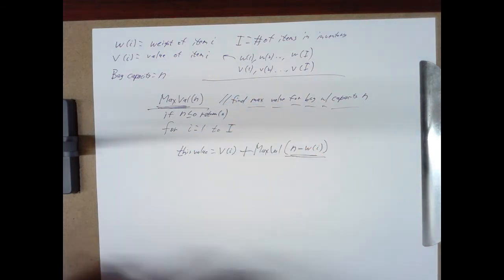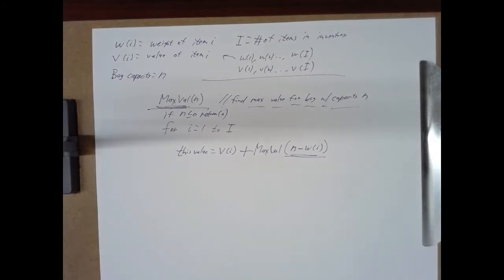So if we pass in a capacity that's 0 or less, let's just return 0. So that's our basic formula. The maximum value we can get for item I is the value of item I itself plus whatever the maximum value is we can get when we diminish our bag's capacity by the weight of I. Does that make sense?